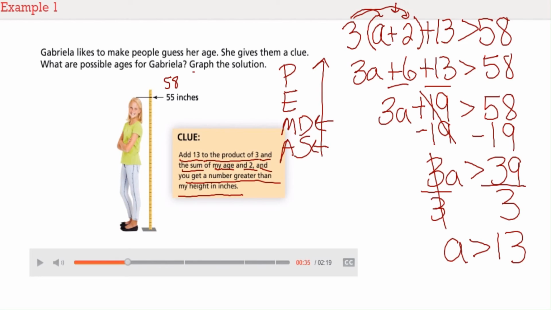The last step is to graph the solution. I'm going to do a very basic graph with 3 points, my 0, 13, and its opposite. So it's going to be an open circle on 13 because the inequality says greater than, not or equal to. So it's going to be an open circle. Now if you read it correctly, it says A is greater than 13. So I need to go in the greater than direction, which is the right direction, going to the right.